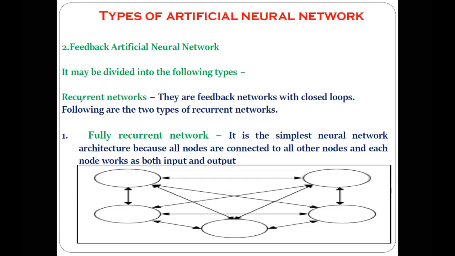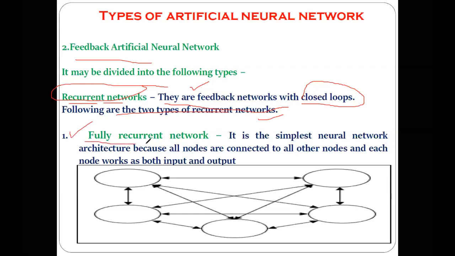Here I have mentioned that the feedback ANN is divided into certain types, and one of them is the recurrent network. Recurrent networks are feedback networks with closed loops. What do you mean by a closed loop? We will see. These recurrent networks are also divided into certain types, and the first one is the fully recurrent network.